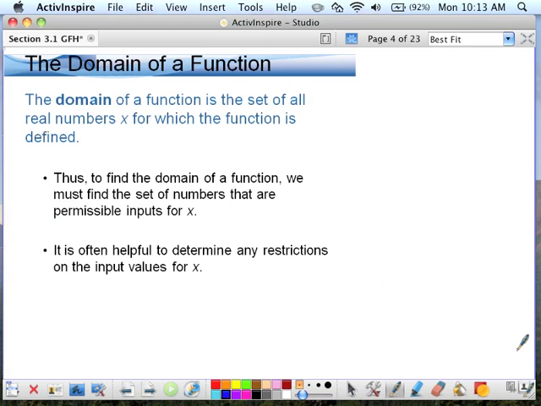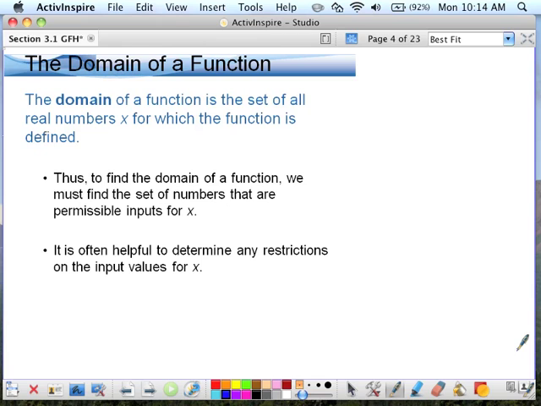Now we want to talk in a little more detail about the domain of a function. We've already said the domain of a function is a set of all the real numbers x for which the function is defined. So to find the domain of a function, we have to find all of the numbers that are permissible inputs for x, which means we first have to consider any restrictions. That's why we started out this whole semester at the very beginning talking about restrictions on our x's.